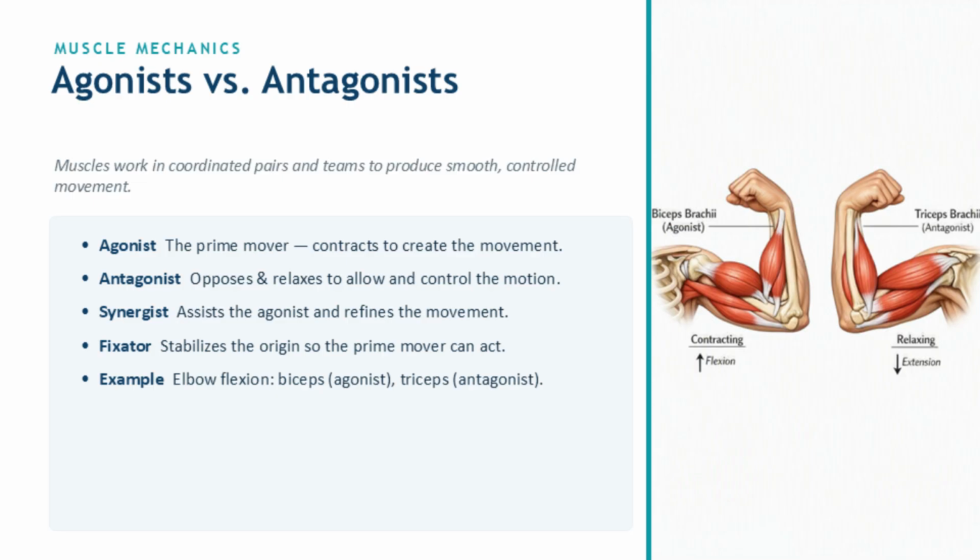The agonist, often called the prime mover, is the muscle primarily responsible for creating a specific movement. The antagonist opposes or controls that movement, helping ensure smooth and coordinated motion. Synergists assist the agonist, while fixators stabilize structures so movement can occur efficiently. This teamwork between muscles allows the body to move with precision and control.